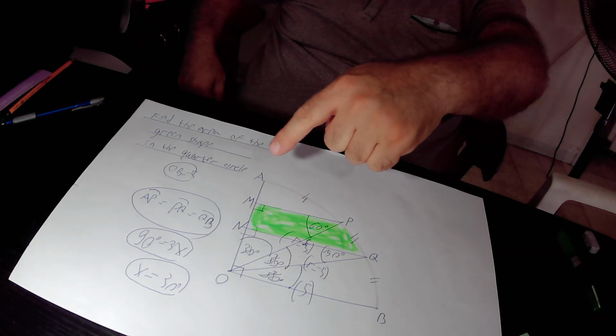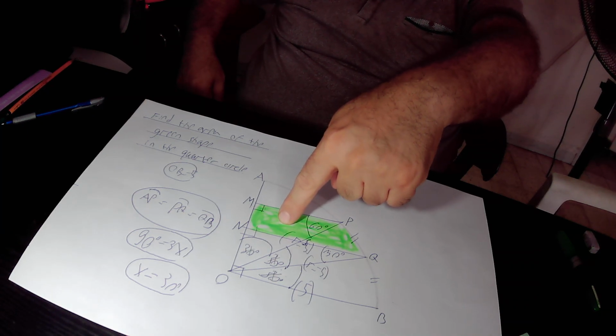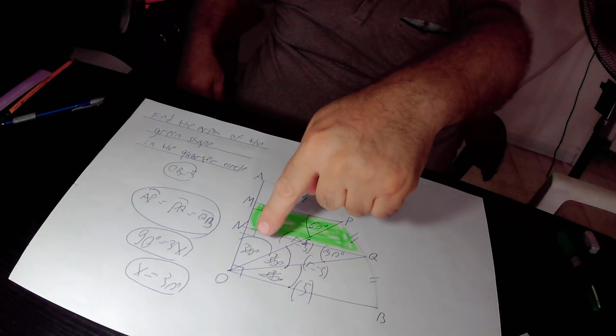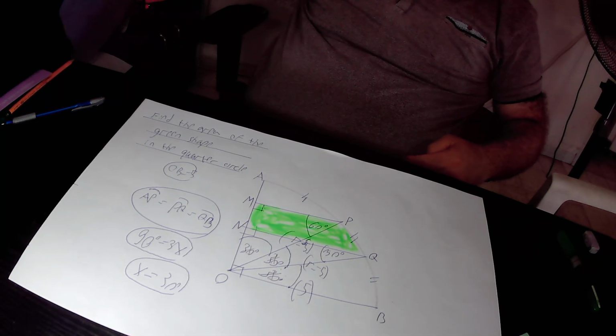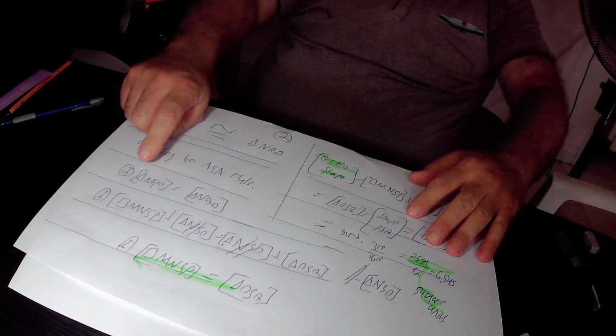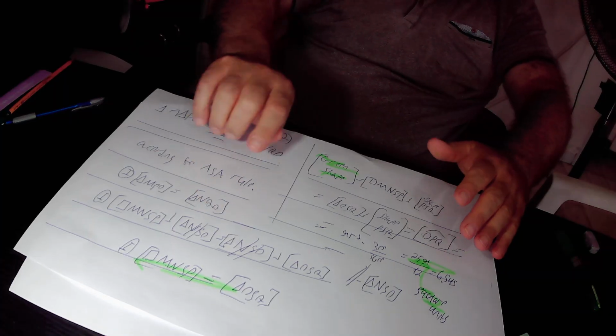That is to say, the area of this triangle MPO must be equal to the area of this quadrilateral MNSP plus the area of this right triangle NSO. So I repeat again, the area of the right triangle MPO is equal to the area of quadrilateral MNSP plus the area of the right triangle NSO.